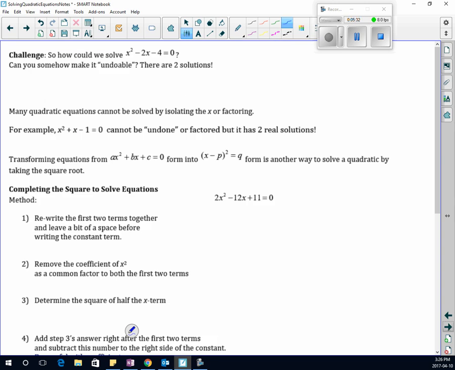Anyways, how could we solve x squared minus 2x minus 4? Well, we could try to factor it, and it doesn't factor by immediate inspection. So can we somehow make it undoable? Meaning, undo the square.